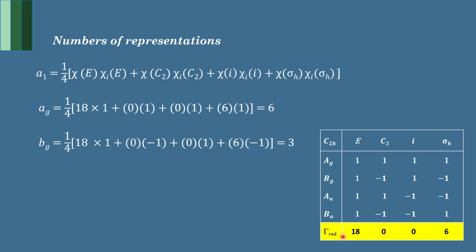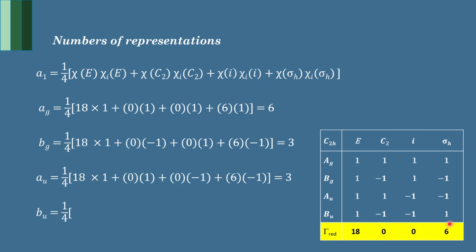If we talk about Au, again 18, and the 0 and 0 would make no sense. 6 into minus 1, so again that would be equal to 3. And Bu: 18 and 0, 0 again no meaning, plus 6, it will be 18 plus 6 is 24, 24 by 4 would be equal to 6.